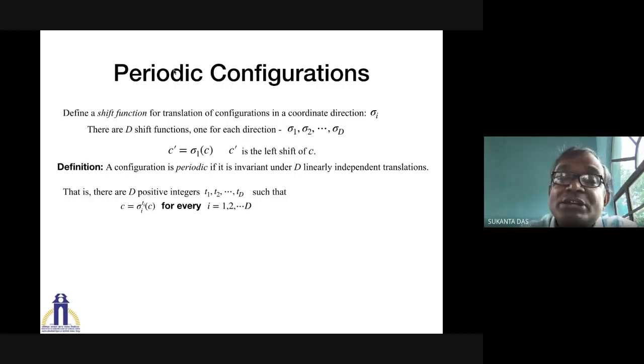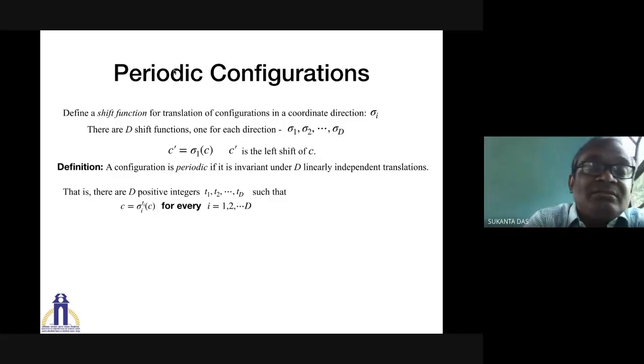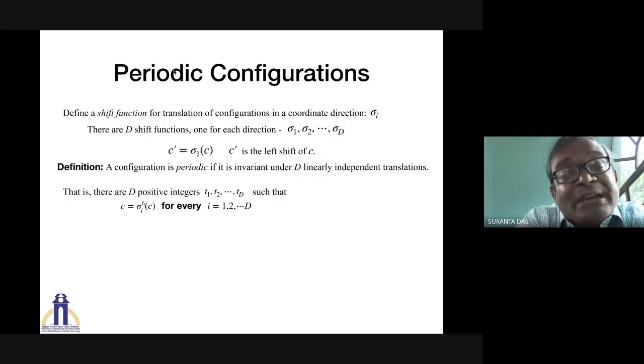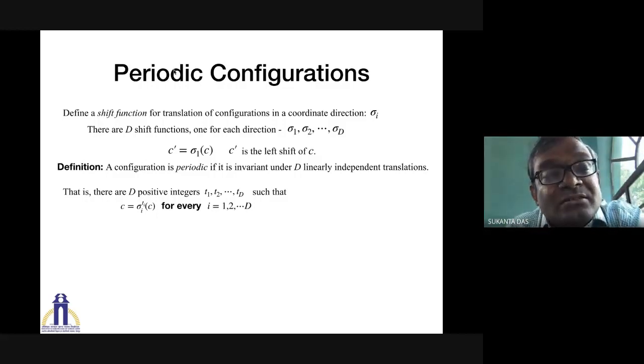T1, T2, up to TD are positive integers. Now I am translating, suppose I equal to 1. If C is a periodic configuration, then for a given T1, if I do this translation, C will remain the same. This is the meaning of invariant. I am applying one translation, but C remains the same. There is no change in C.